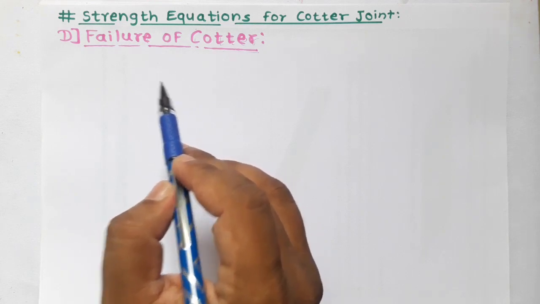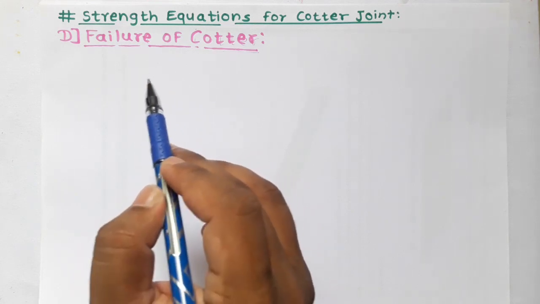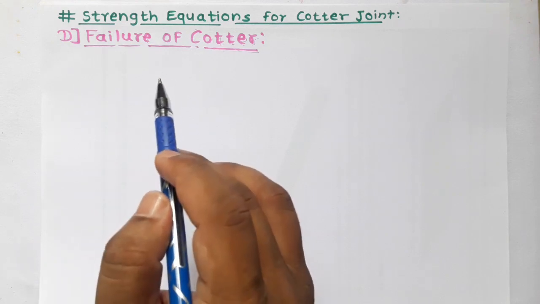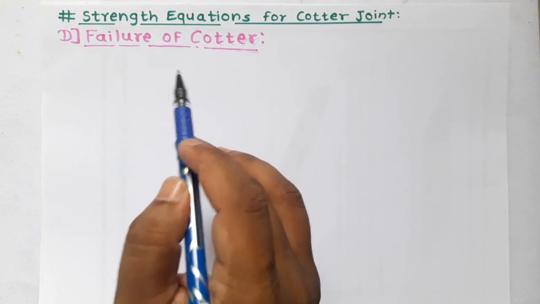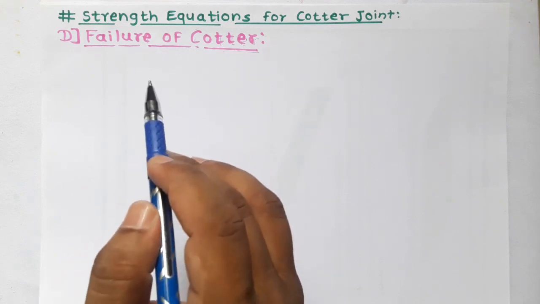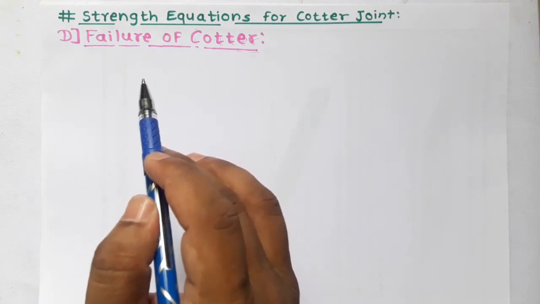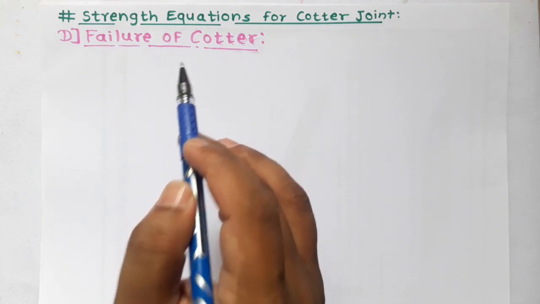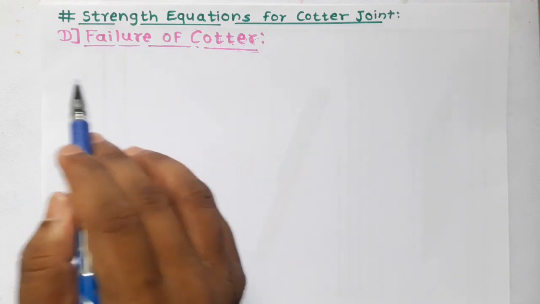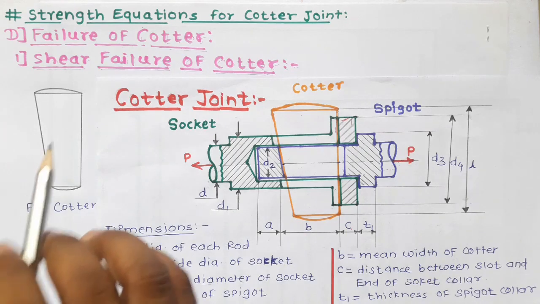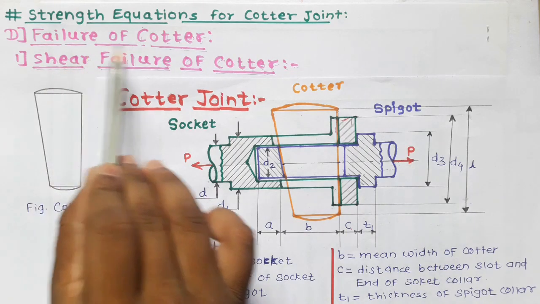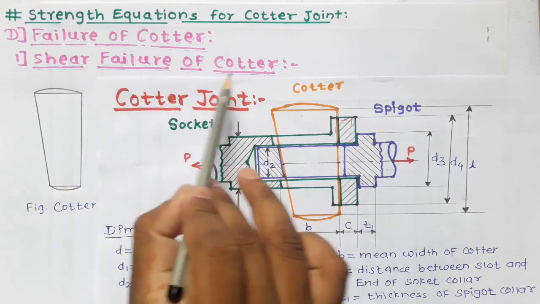But the magnitude of shear stress and bending stress in the quarter is more, and hence many times the quarter is designed for shear stress and bending stress, and thus we can develop the equation for shear stress and bending stress in the quarter. So let us start this point. Now let us talk the first point in this failure of quarter, that is shear failure of quarter.